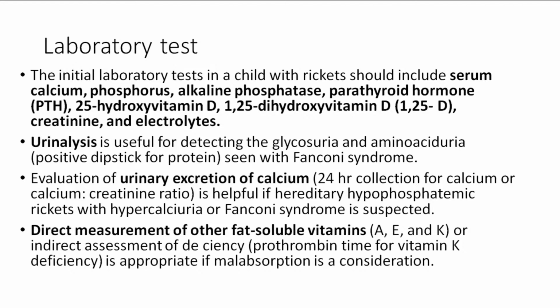Okay, laboratory tests. The initial laboratory tests in a child with rickets should include serum calcium, phosphorus, alkaline phosphatase, parathyroid hormone, PTH, 25-hydroxyvitamin D, 1,25-hydroxyvitamin D, creatinine, and electrolytes. It's better to fix these. Urinalysis is useful for detecting glucosuria and aminoaciduria, positive dipstick for proteins in Fanconi syndrome, and also the excretion of phosphates in urine.